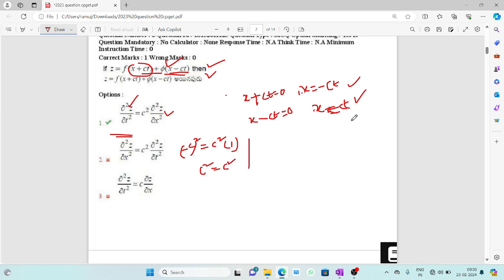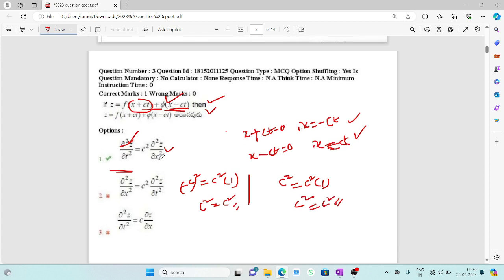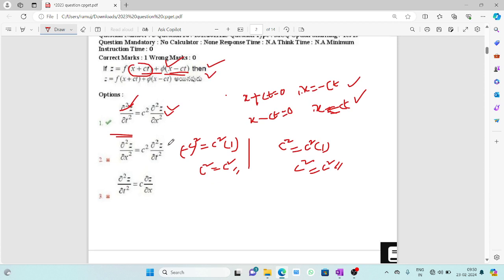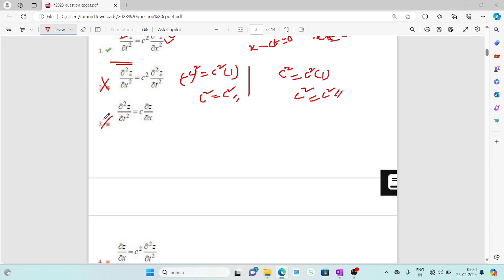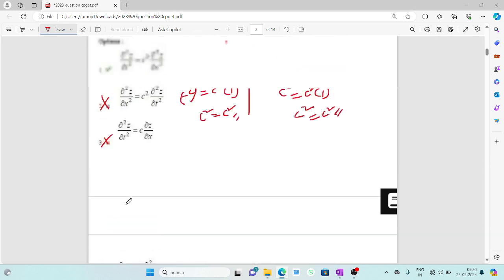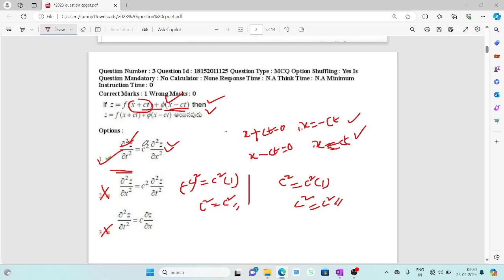The second condition is x is equal to ct. If I put the x coefficient, I will get c square. First I keep the t coefficients, so I get c square here. Similarly, c square is equal to c square into the x coefficient 1, so c square is equal to c square. Both conditions are satisfied for this partial differential equation. If you check the other differential equations, they will never be satisfied. So option 1 is the correct option for the third question.